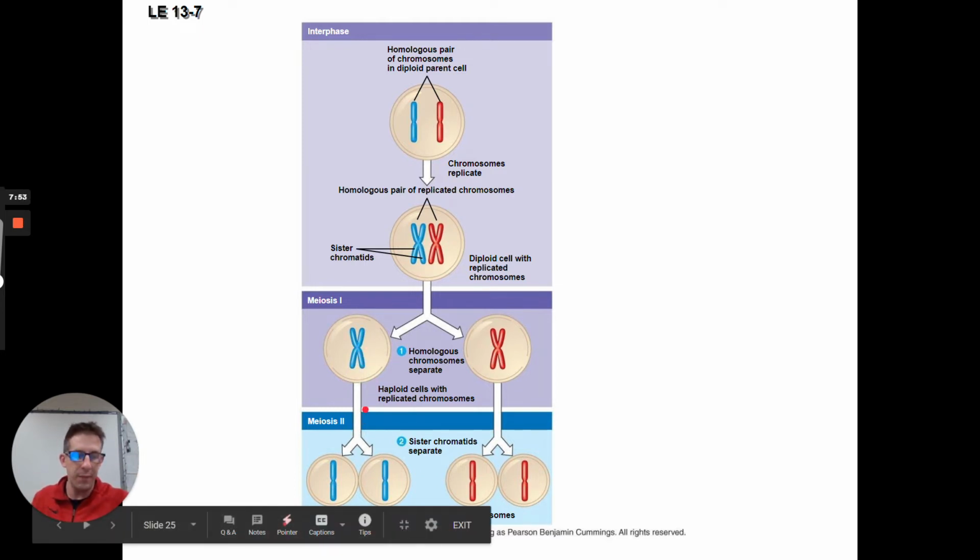Now after the second cell division, after meiosis 2, all we're doing is increasing the number of gametes. We still have a haploid cell, but now all we've done is separated those sister chromatids into their own separate vessels, and we do that with the ones that we see over here as well.